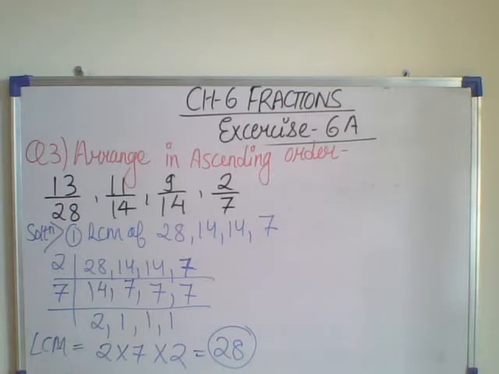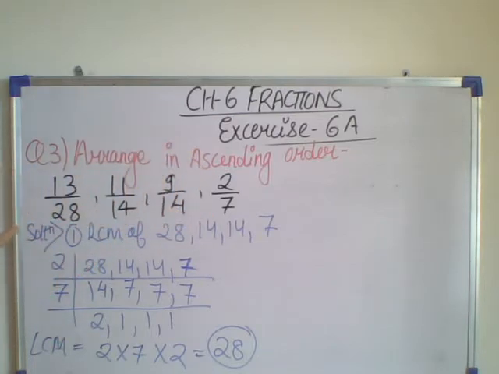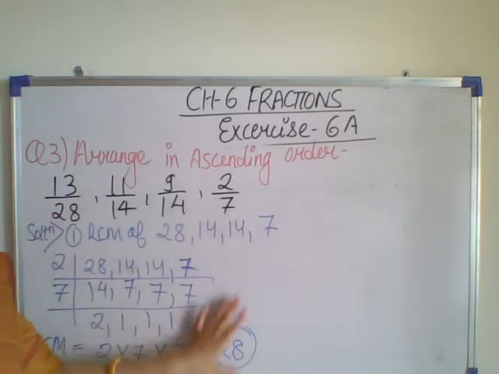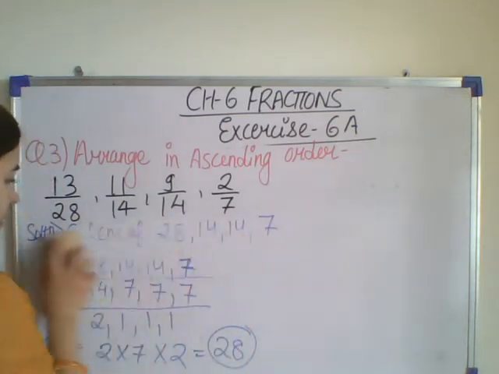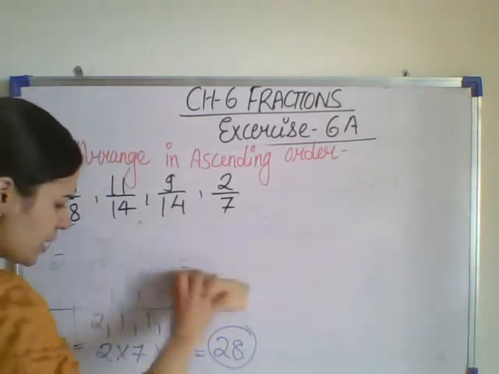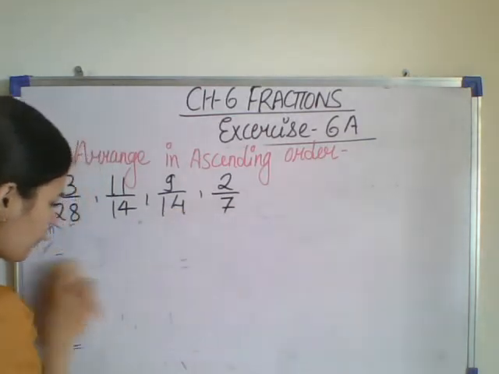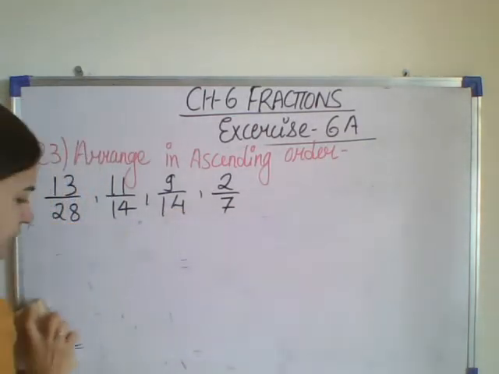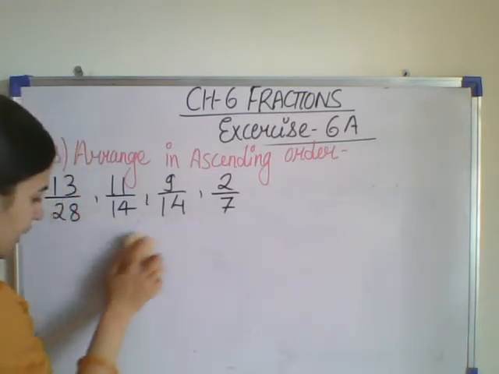Now what we'll be doing in the next step? We will be converting these 4 fractions into equivalent fraction. In the first step, we have found the LCM. The LCM is 28. Now in the second step, we will be converting this into the equivalent fraction. So how will we be converting it into the equivalent fraction? The denominator of these 4 fractions should be equal.